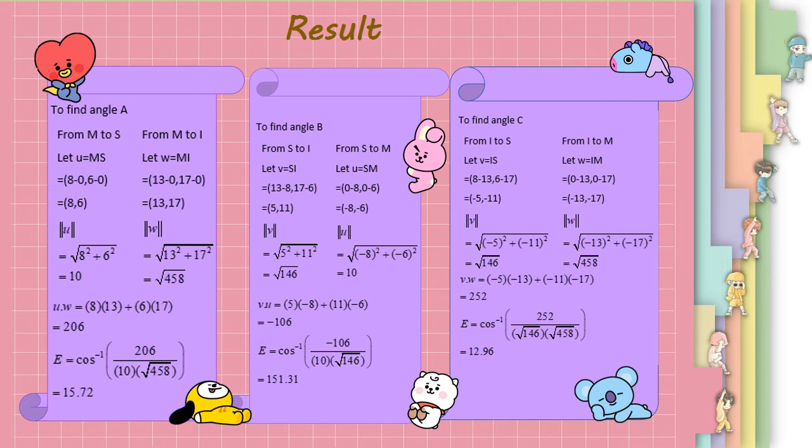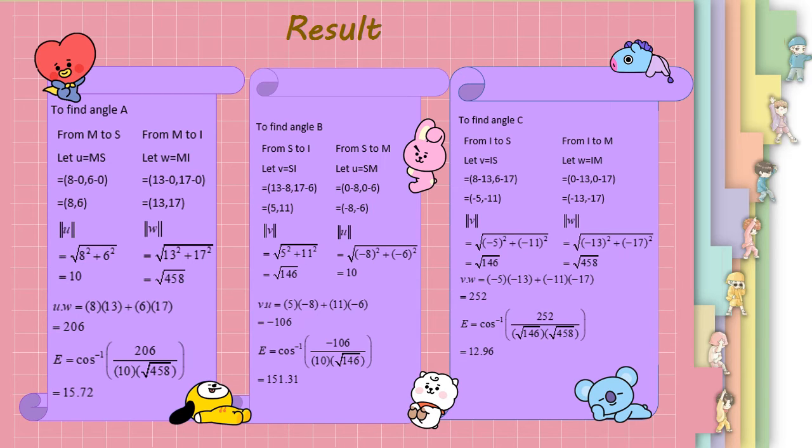Next, calculate the magnitude of both vectors. Here we get the magnitude of vector v equals square root 146 and the magnitude of vector u equals 10. Then, we need to find the value of vector v dot vector u, where we get negative 106. As all the values are obtained, substitute the values into the formula. The end value for angle B is 151.31 degrees.